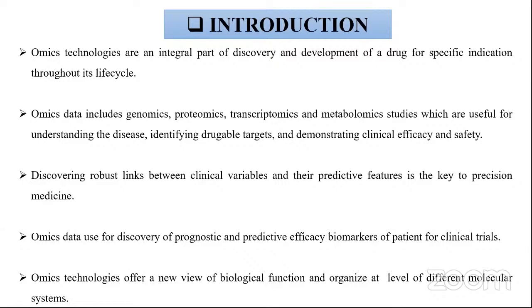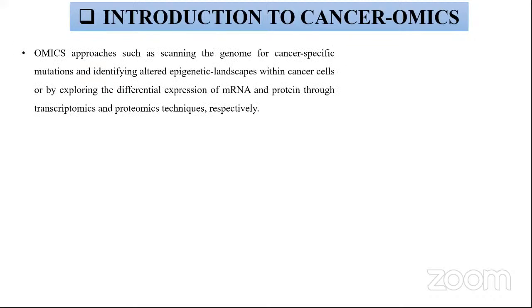Okay. So this particular omics data is also used for offering a new view of biological functions, organized at the level of different molecular systems. You will get to know all the biological functions of the data sets by studying the omics approach. It is used for scanning the genome for cancer-specific mutations, identifying alterations within the cancer cells, or exploring the different expression of mRNA and protein through transcriptomics and proteomics based studies respectively.